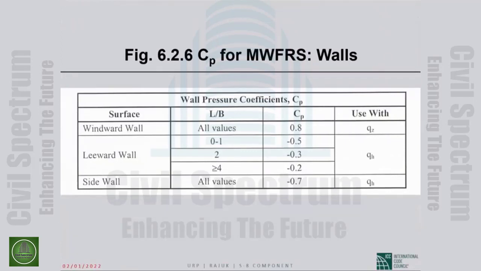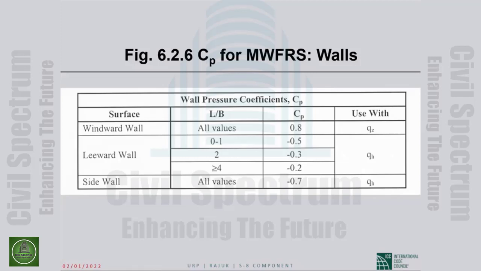Now comes something we have discussed, but we haven't looked at values. Very, very important: the external pressure coefficients. Okay, please pay close attention. This is simple. On the walls, it is simple. Windward wall, irrespective of plan dimension ratio, C sub p is plus 0.8. And on the windward wall, we consider variable pressure. So the 0.8 will go with Q sub Z, pressure at any height Z above ground level.